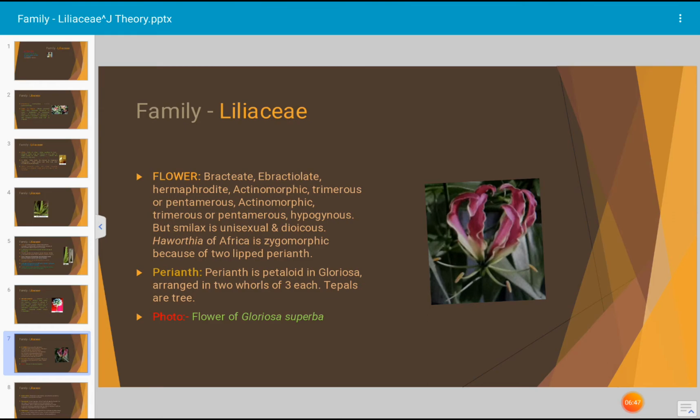But in Smilax, Smilax is unisexual and dioecious. One more plant, that is Haworthia. It is the name of a plant. It occurs in Africa. It has a zygomorphic flower, an asymmetrical flower, because of the two-lipped perianth.